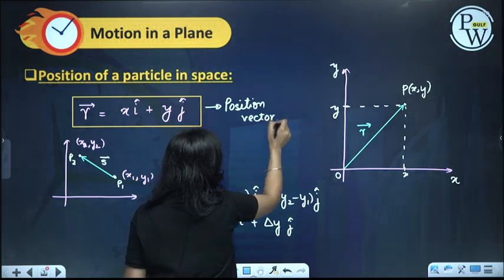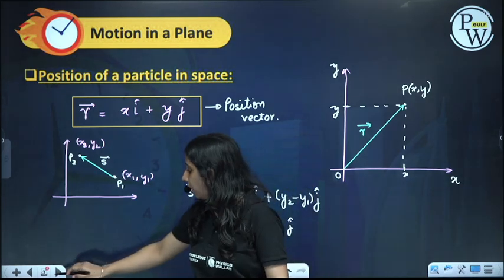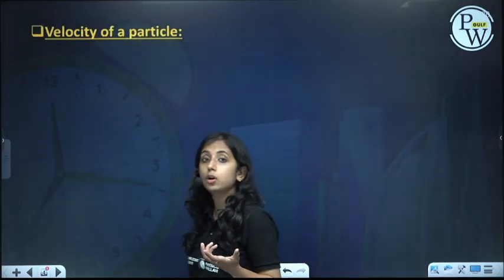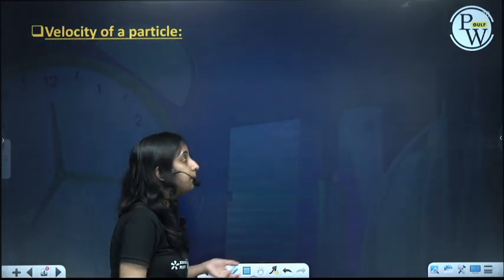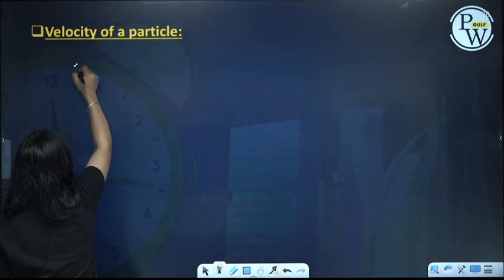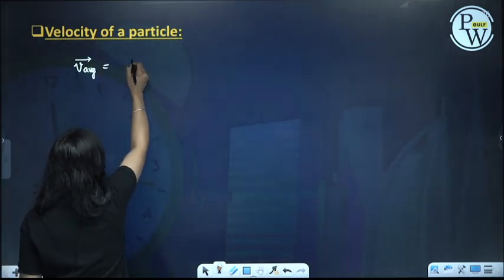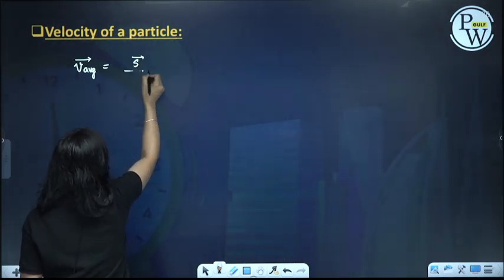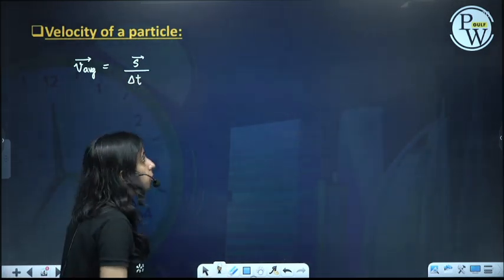Okay, R vector is called the position vector of our particle. Now let's see how we define velocity of a particle. Velocity is the rate of change of position in a particular direction, or displacement by time. If we have to define average velocity, it will be total displacement by total time.